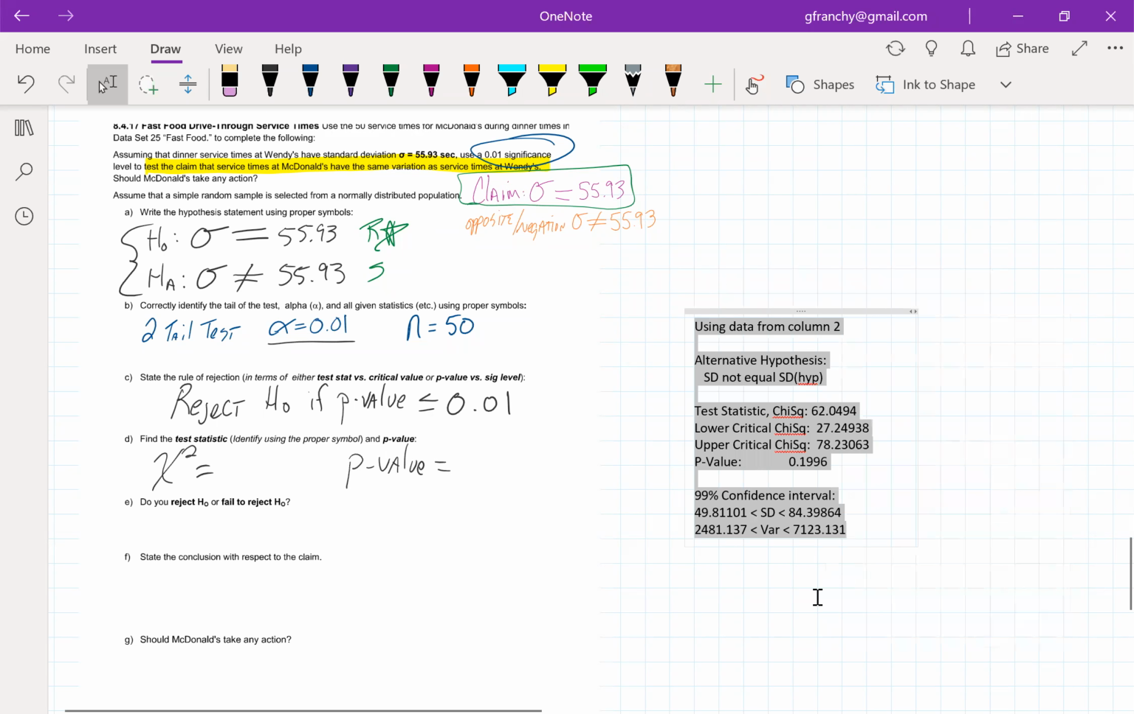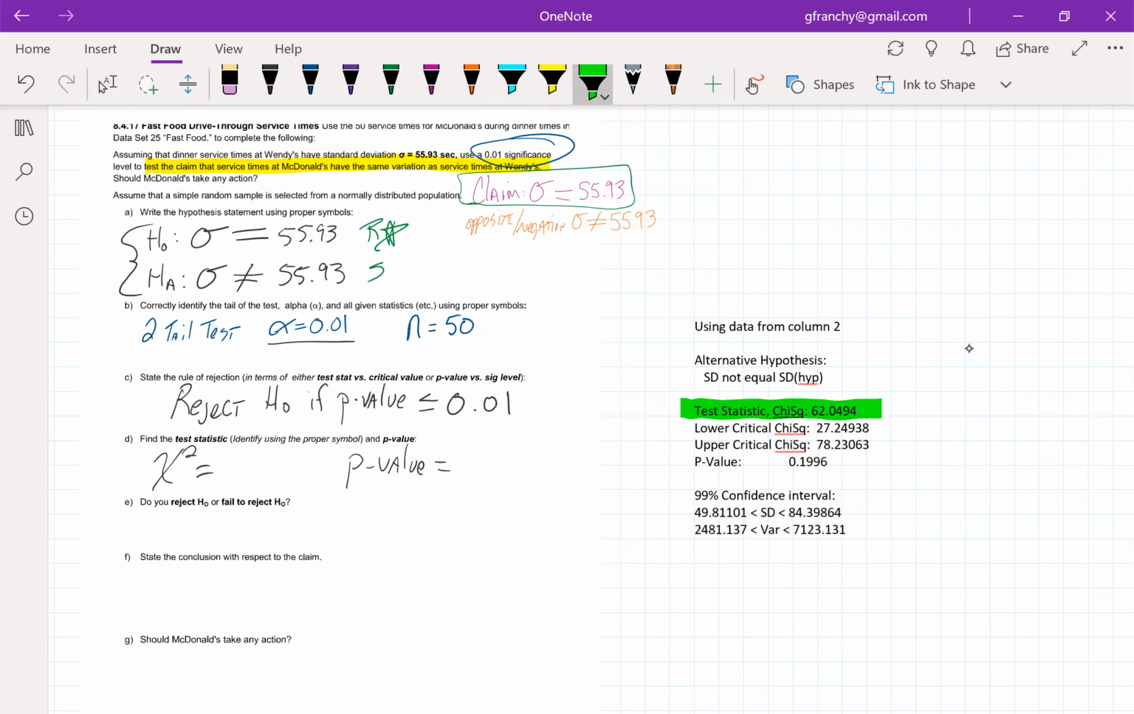Let's make that a little bit bigger. So there's our test statistic. There's our p-value. So our test statistic is 62.049, p-value 0.1996. So is that basically 20% less than 1%? No, it is not.